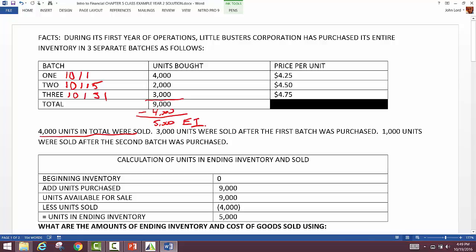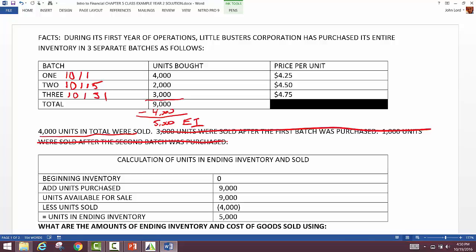What we're going to try to figure out here is how to price these. Forget this part. Scratch that out. I keep forgetting to take that out. Just worry that 4,000 units in total were sold, and there are 5,000 units left. Don't worry about whether they sold what before what batch. Take that part out.